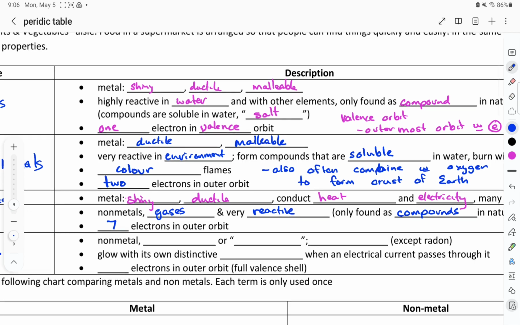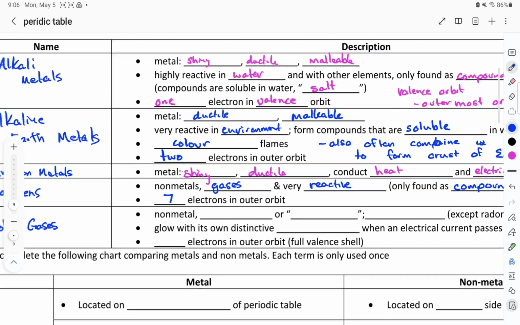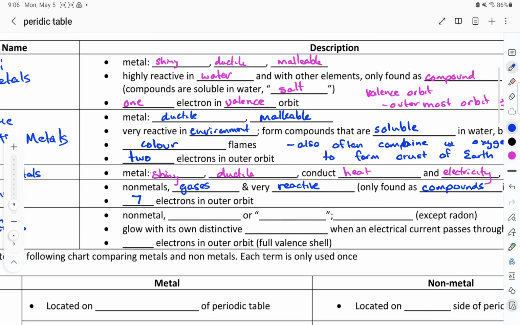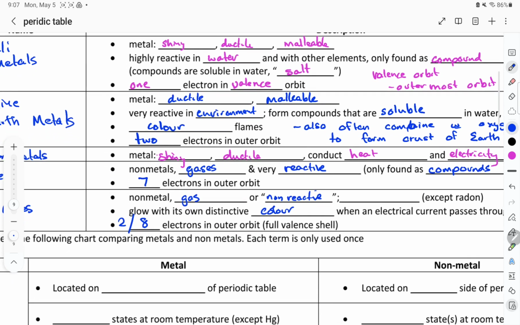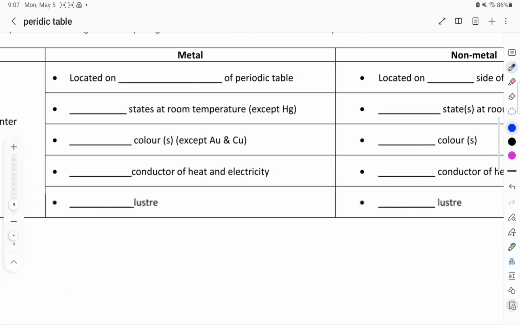Okay. And then we have our noble gases, our group 18. These are gases. They're non-reactive. Okay. When we heat them, they'll glow with their own distinctive color. And they have 2 or 8 electrons in their outermost orbit, and it's full.